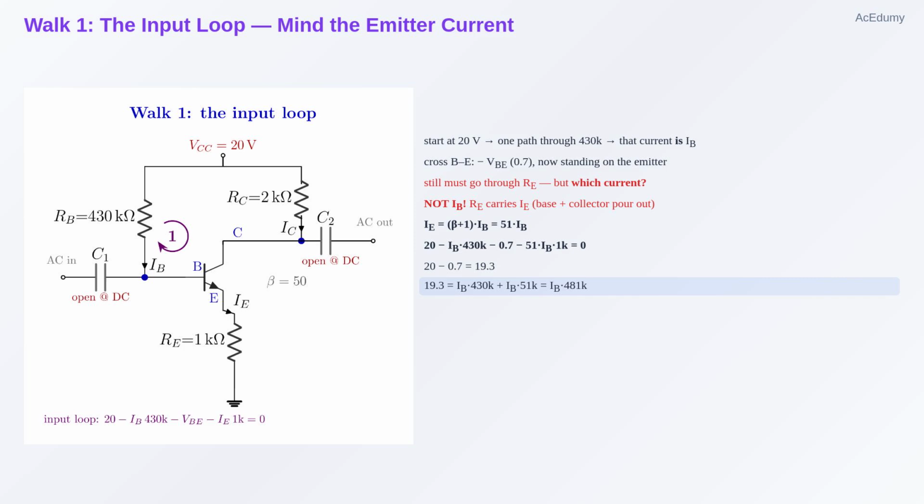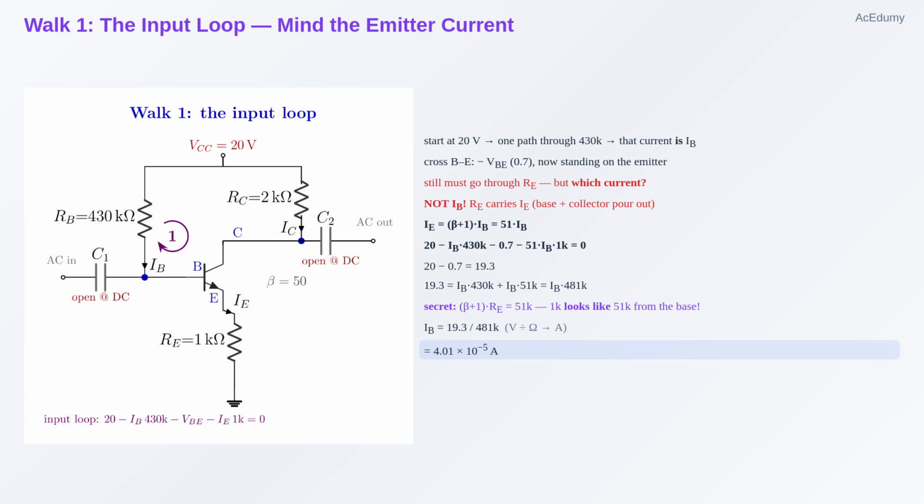Let us collect it. 20 minus 0.7 is 19.3. On the other side, I sub B times 430K plus I sub B times 51K, because 51 times 1K is 51K. Add them. I sub B times 481K. Pause on that 51K, because it is the secret of this circuit. The 1 kilo-ohm in the emitter, seen from the base, looks like 51 kilo-ohms. Beta plus 1 multiplies it. A small emitter resistor casts a giant shadow on the base loop, and that giant shadow is what will steady our current.